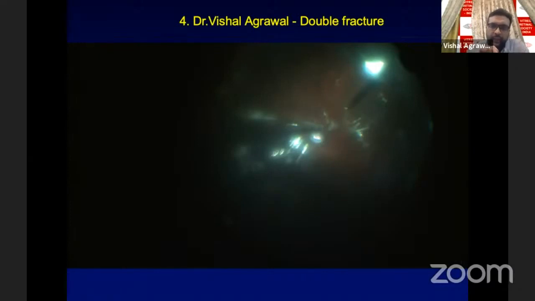So dislodged soft tip cannulas are not very uncommon. We have seen videos of that, but these are harder than those soft tip cannulas, and they are difficult to maneuver also, and they are sharp. Thank you.